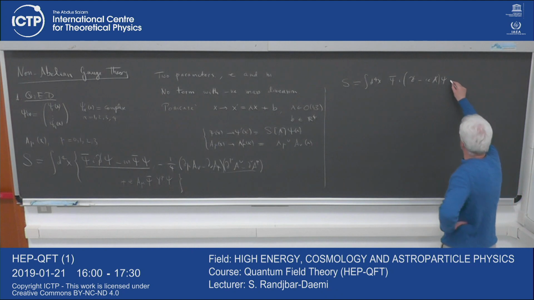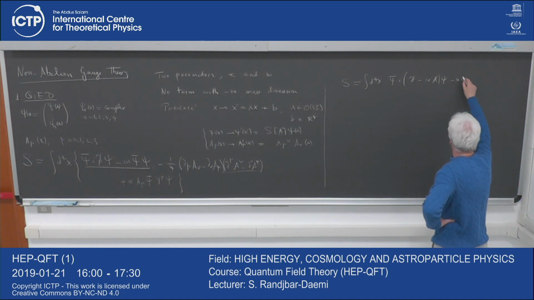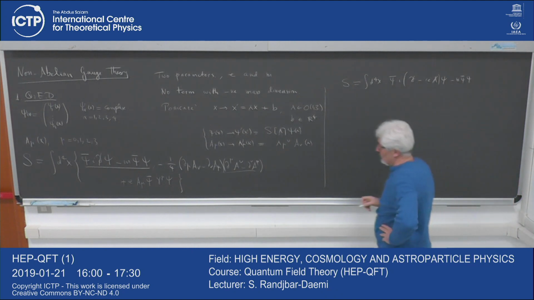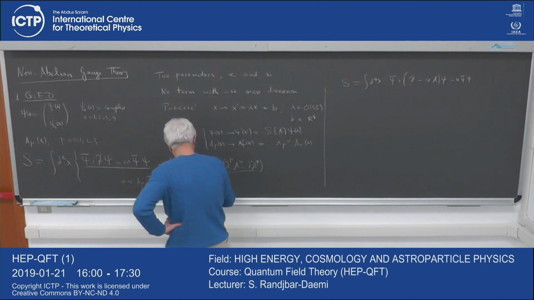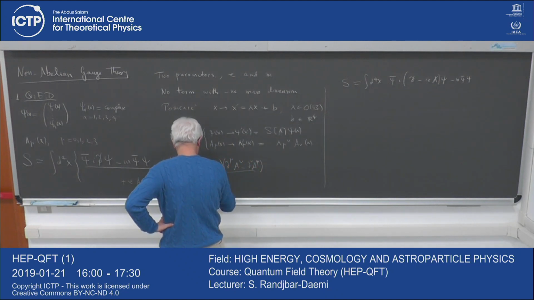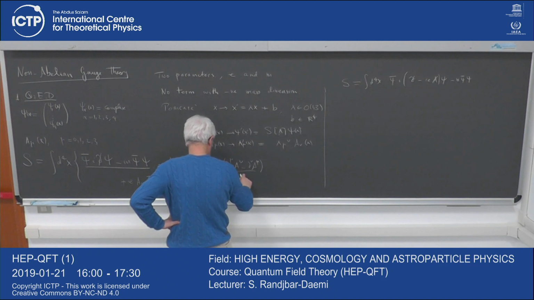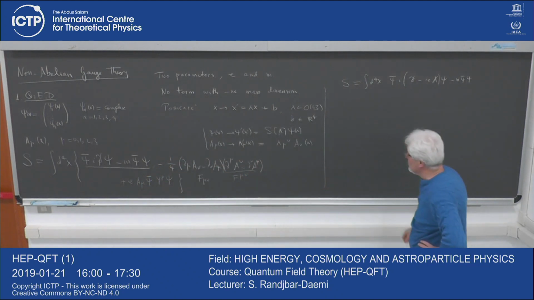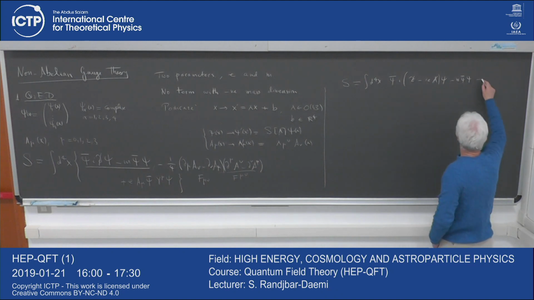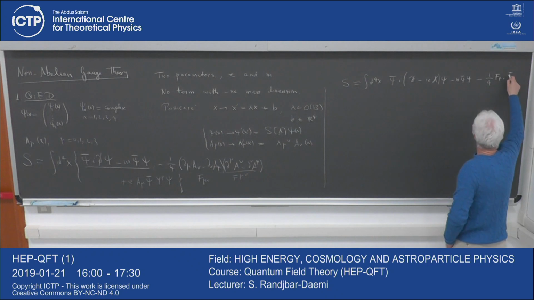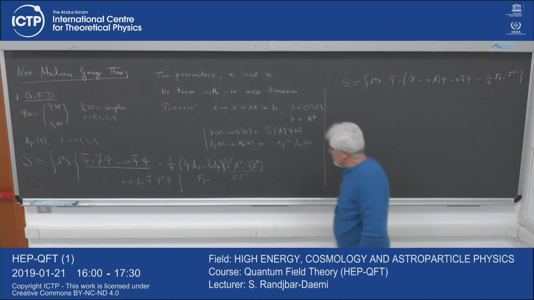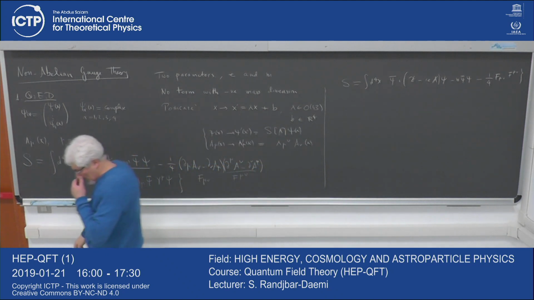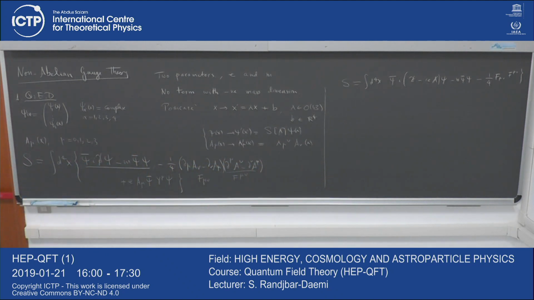And then there's a mass term for fermions. And this one, as you remember, when I was giving you the set of lectures on relativity, I think we wrote this part of the action. So that term is minus 1 over 4 F mu nu F mu nu.